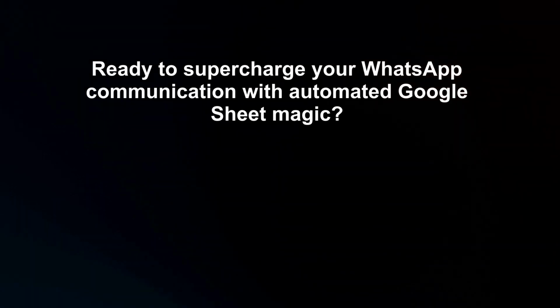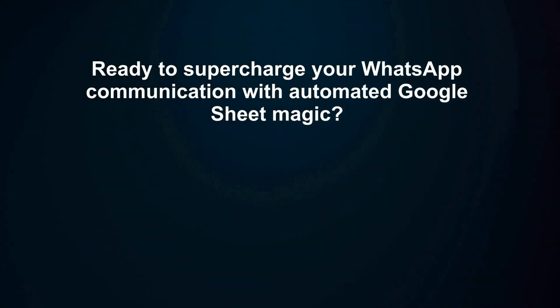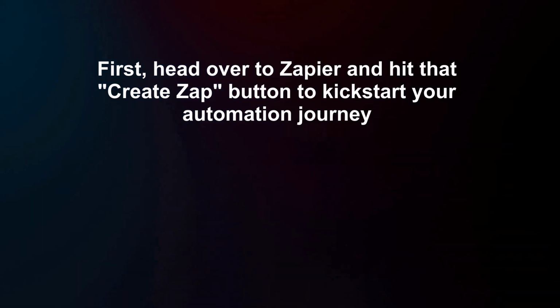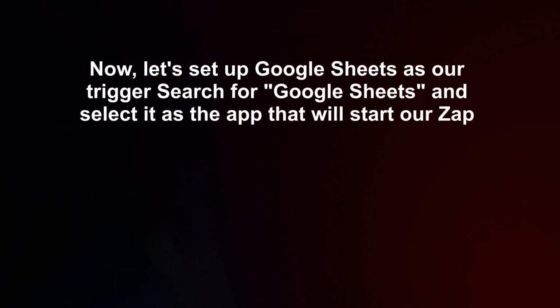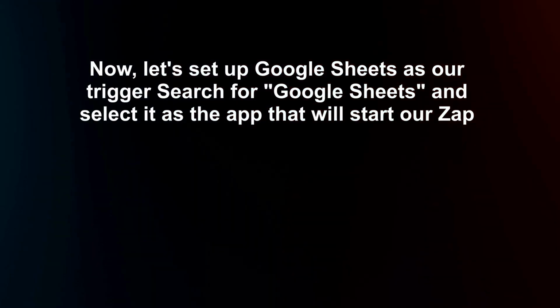Ready to supercharge your WhatsApp communication with automated Google Sheet magic? First, head over to Zapier and hit that Create Zap button to kickstart your automation journey. Now, let's set up Google Sheets as our trigger.